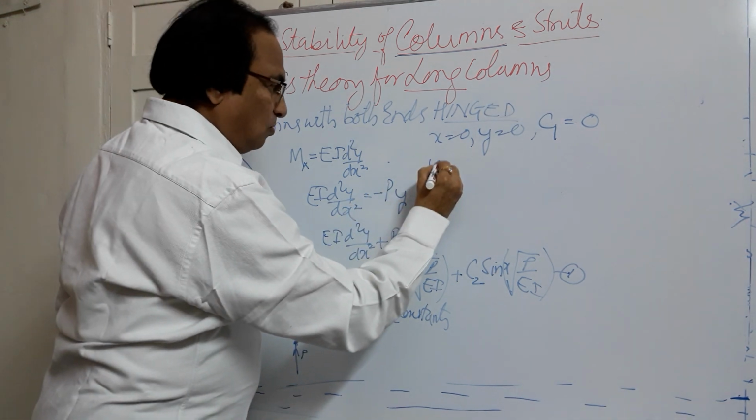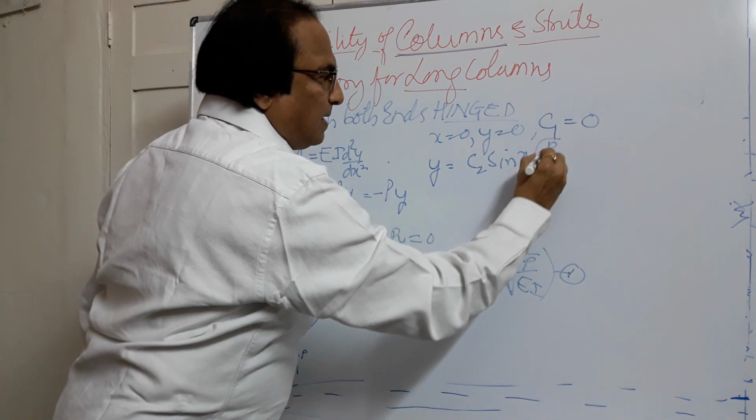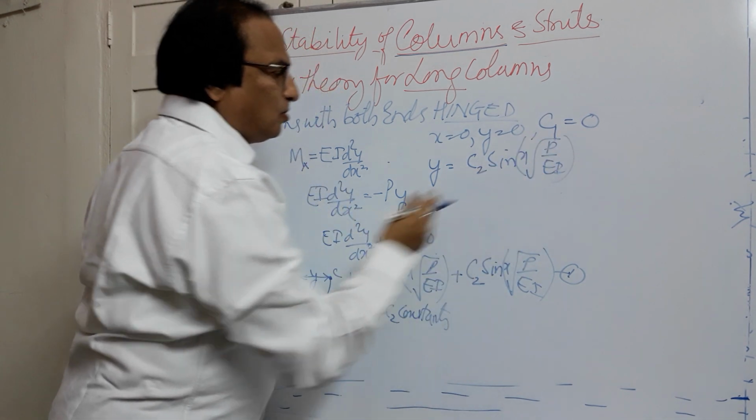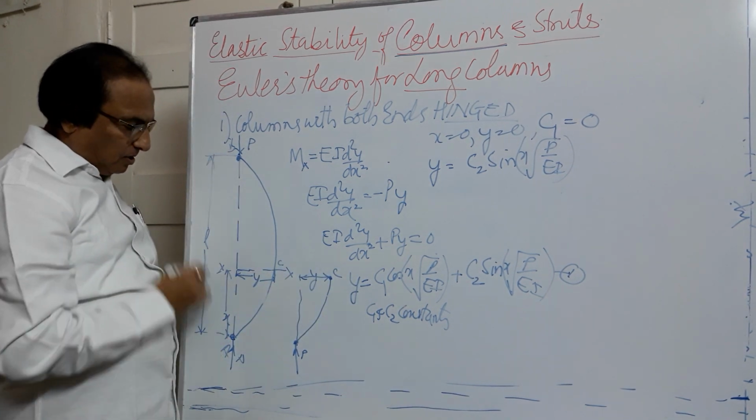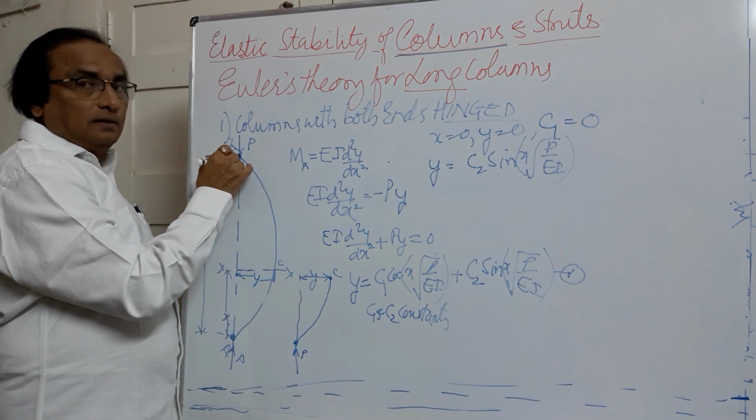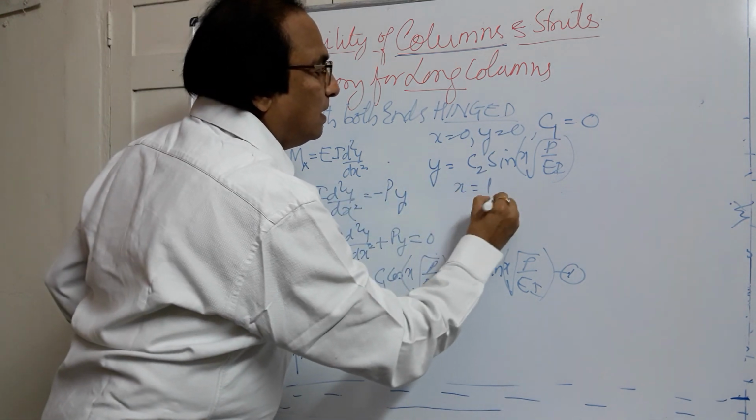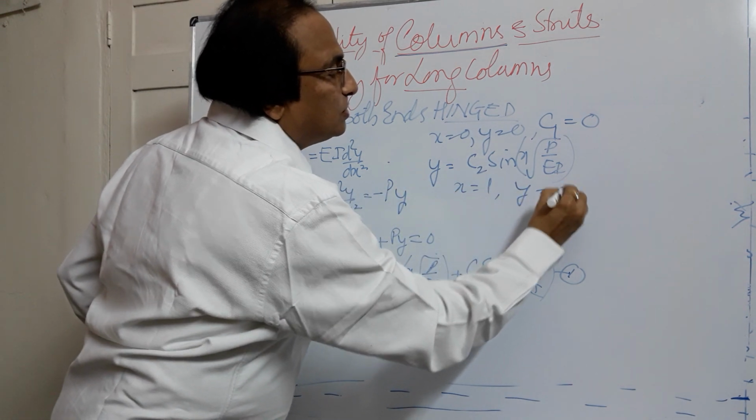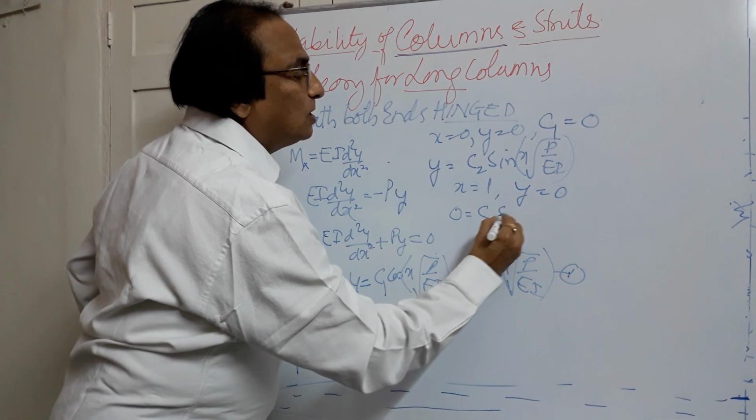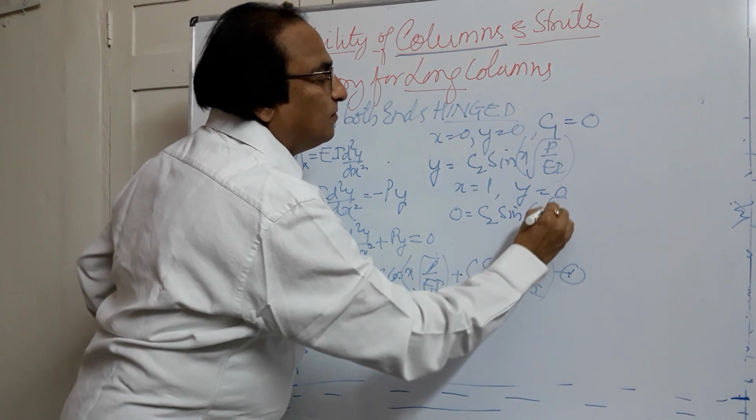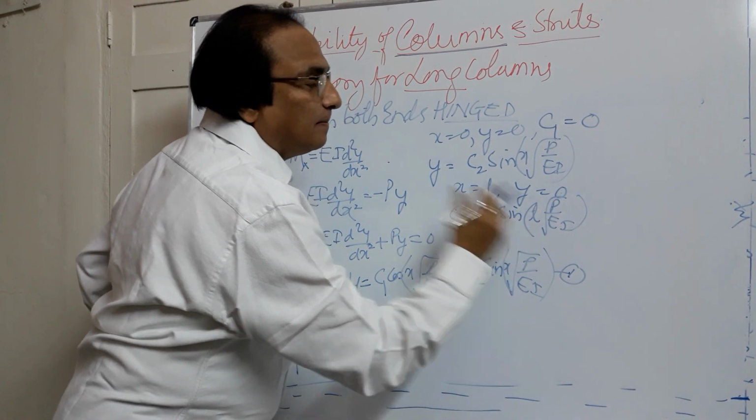So our equation will be now y is equal to C2 sin x root P by EI, because C1 is 0. Also, if I go to the top end, when x is equal to L, what is deflection again at the hinge? It is 0. So when x is equal to L, y is equal to 0. Now if I substitute this condition here, 0 is equal to C2 sin x root of P by EI. So this x will become L.